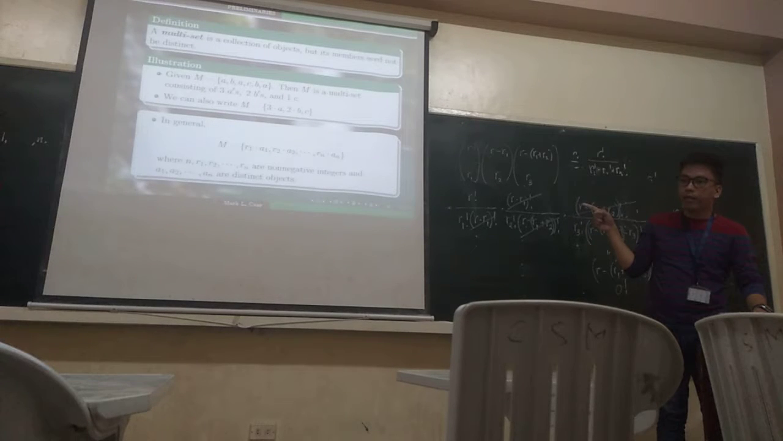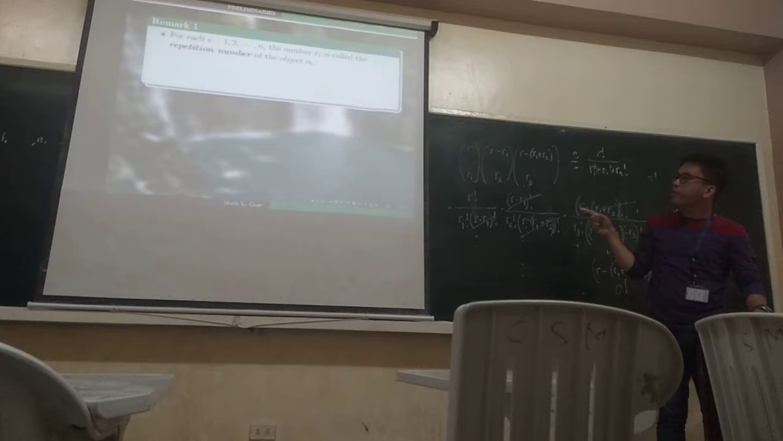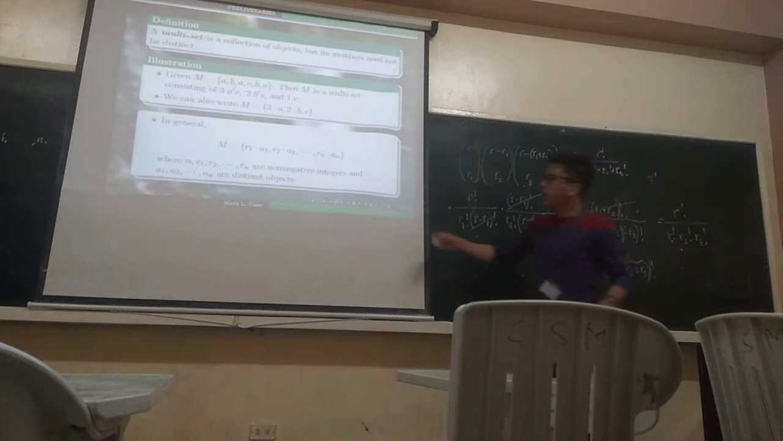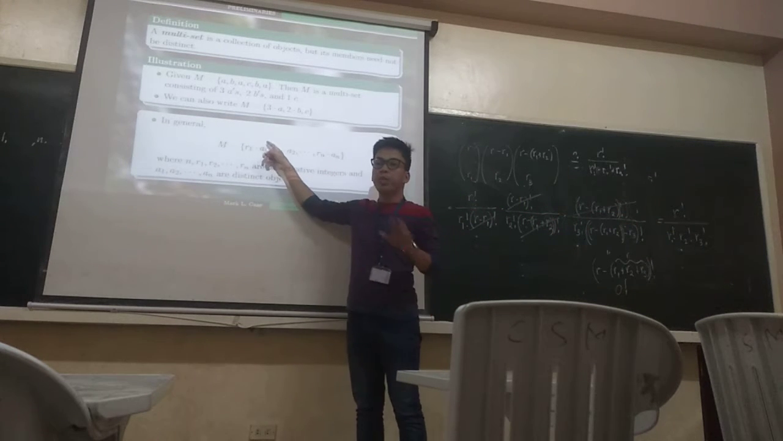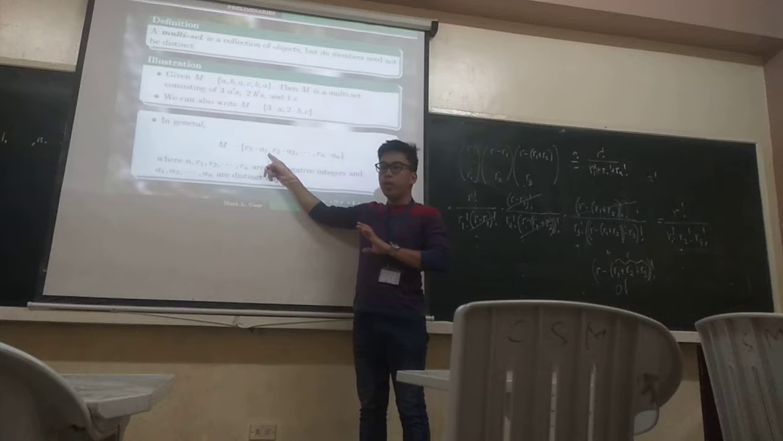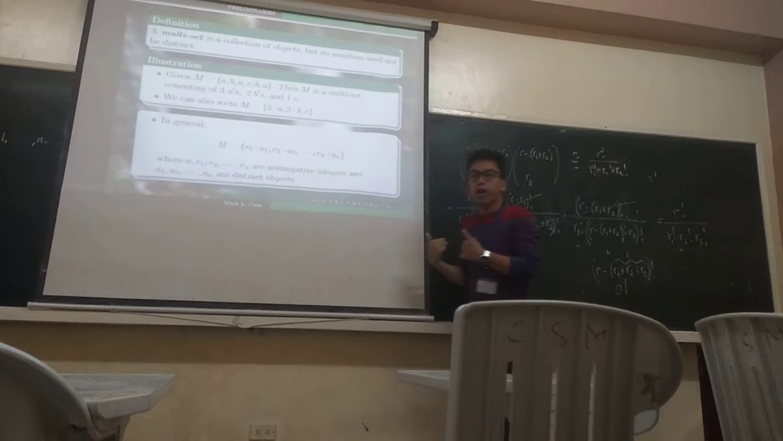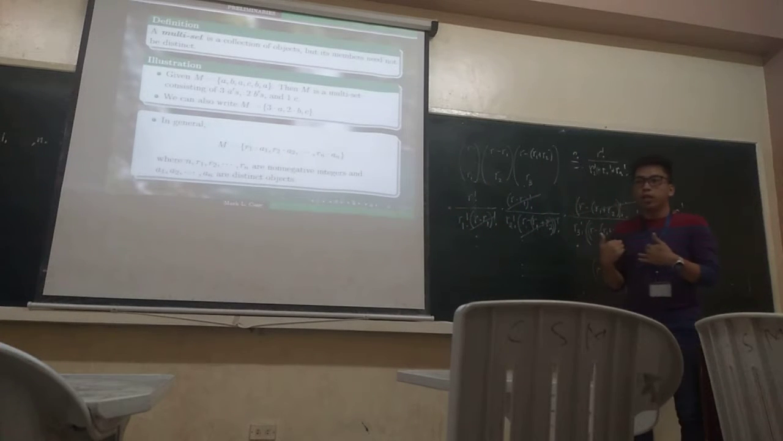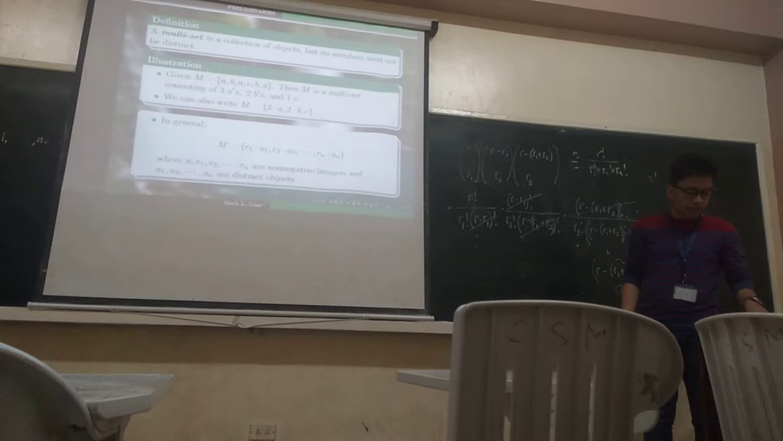Consider this remark. For each i from 1 to n, the number r sub i is called the repetition number of the object a sub i. So r1 is the repetition number of object a1, and r2 is the repetition number of a2. It tells how many a_i are in the set.